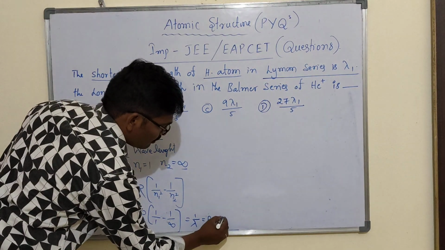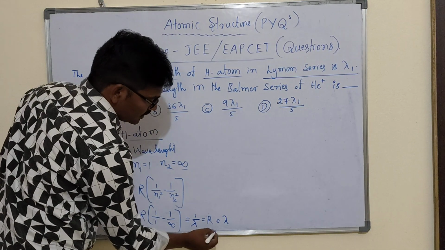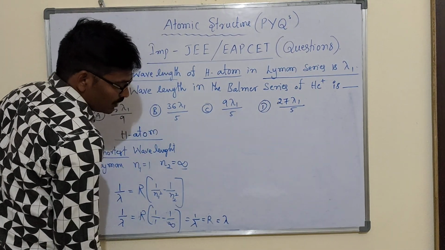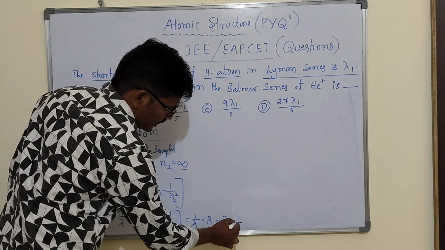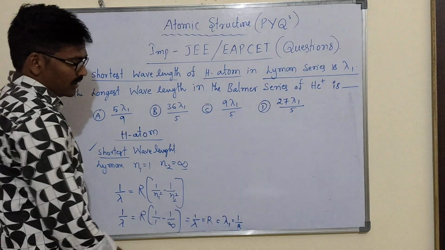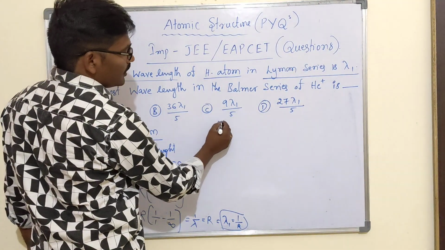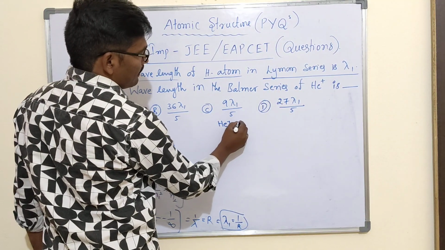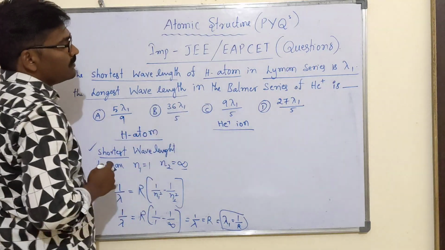So wavelength lambda is mentioned, that is lambda naught. In the place of lambda we are taking lambda 1, that is equal to 1 by R. This is for the hydrogen atom. Then in the case of the helium atom, they are asking about the helium plus ion, for which the longest wavelength is given.